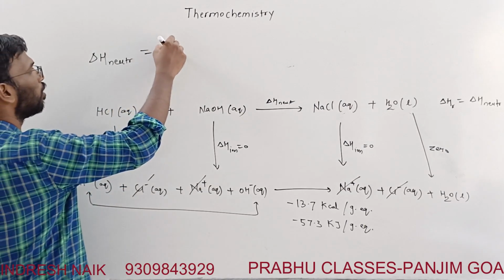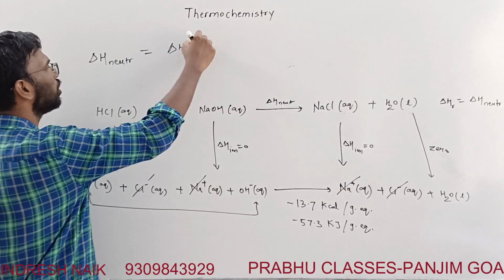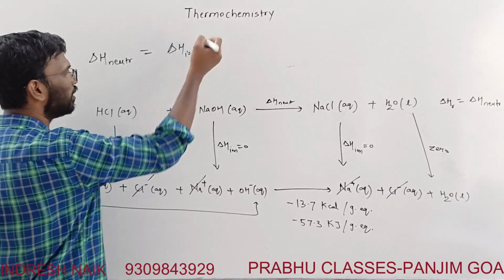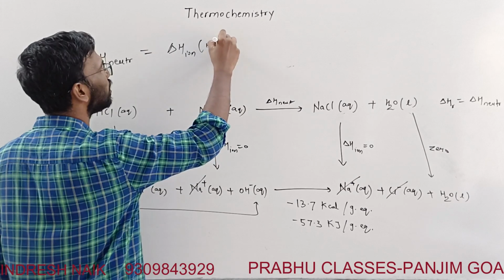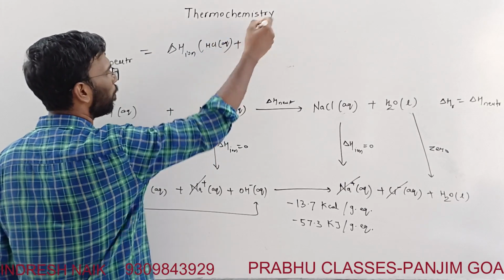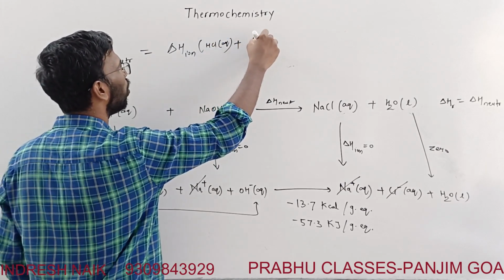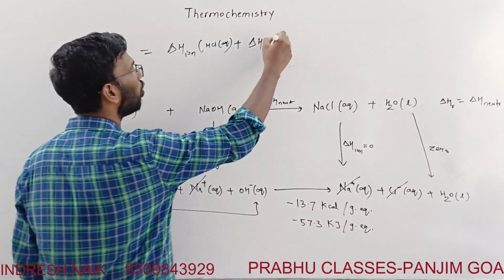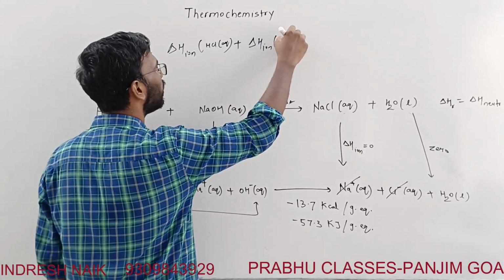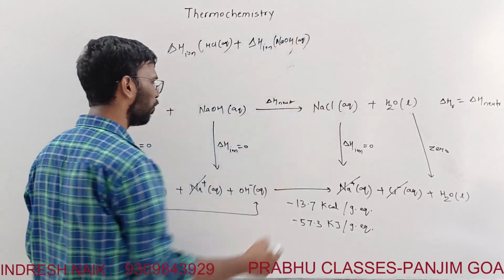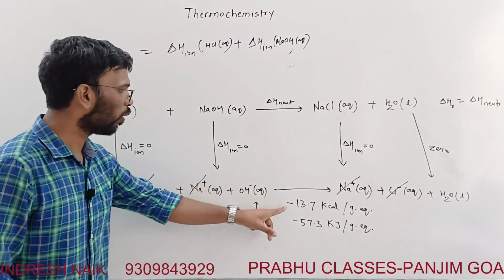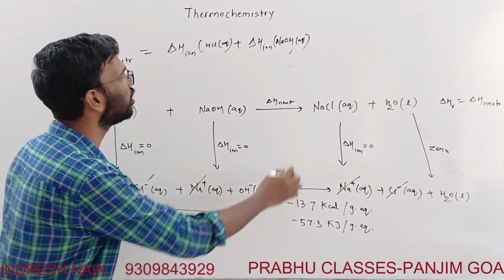Enthalpy of ionization of what? HCl, right? Enthalpy of ionization of HCl aqueous plus enthalpy of ionization of NaOH aqueous, right? Then what is this? This is energy that is released.